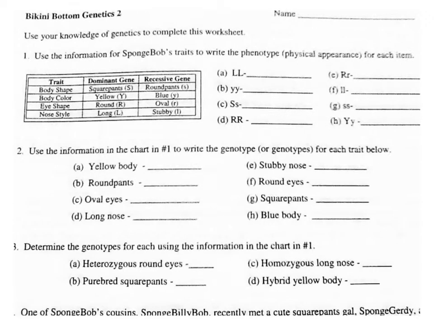In this video, we're going to be doing just a few simple examples on genetics, and we're using SpongeBob as an example. So for number 1, we've been given lots of traits: body shape, body color, eye size, and nose style, and we've been told what's the dominant and what's the recessive. So if we look at the genotype, big L, we can see that that's both dominant, so that's homozygous. And we see that big L equals long, so that means that big L is going to have a long nose.